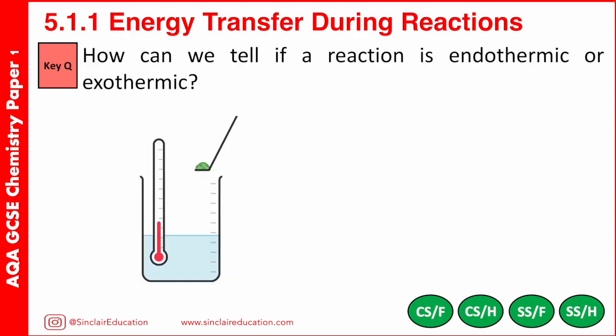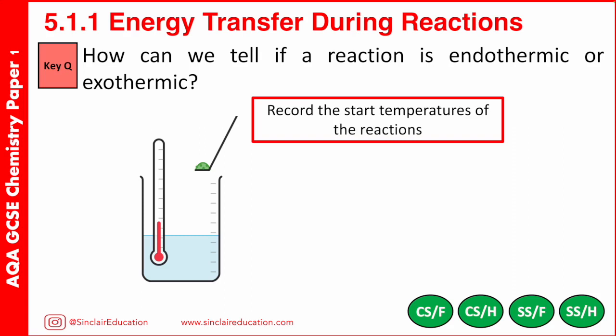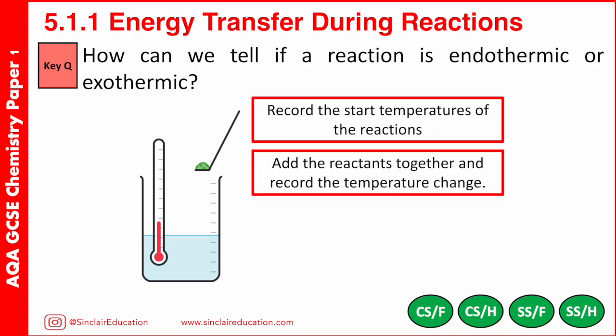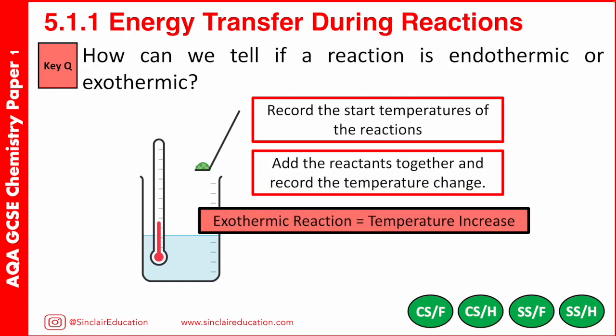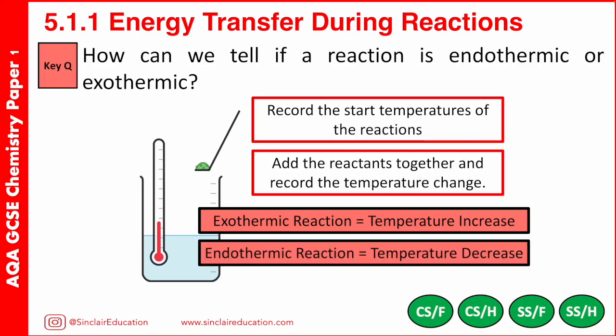Now, the way that we can really tell if a reaction is endothermic or exothermic is fundamentally going to come from what we are observing happen to temperature during that reaction. So the best way of doing this is to record your start temperature, add the reactants together, and record the biggest change that you see. This might be the highest temperature or lowest temperature. If the temperature increases, the reaction must be exothermic, while if the temperature decreases, the reaction must be endothermic.